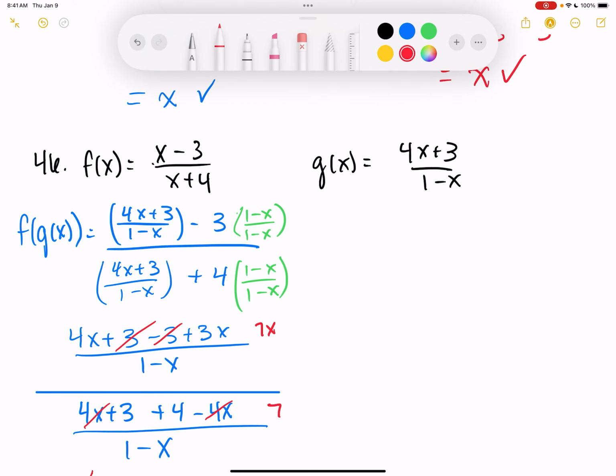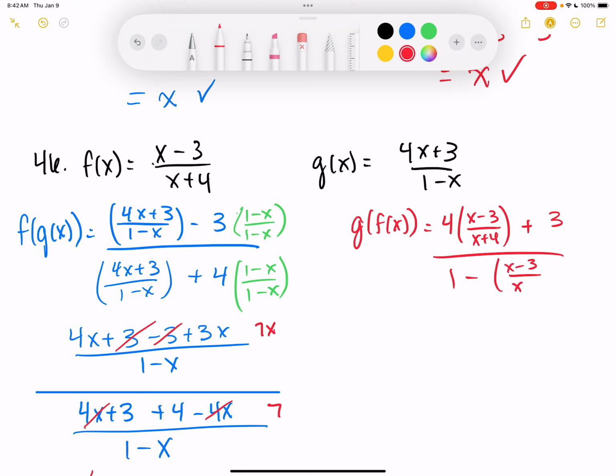So going back and doing g of f of x, I have 4 times this whole piece, so x minus 3 over x plus 4, plus 3 over 1 minus, and then in parentheses, x minus 3 over x plus 4.